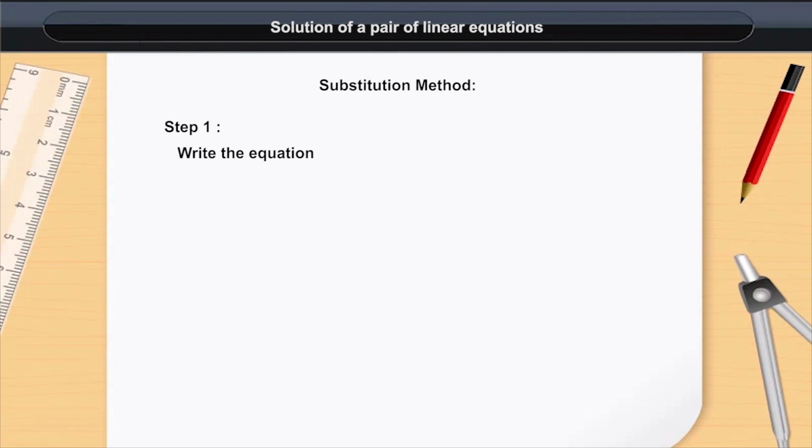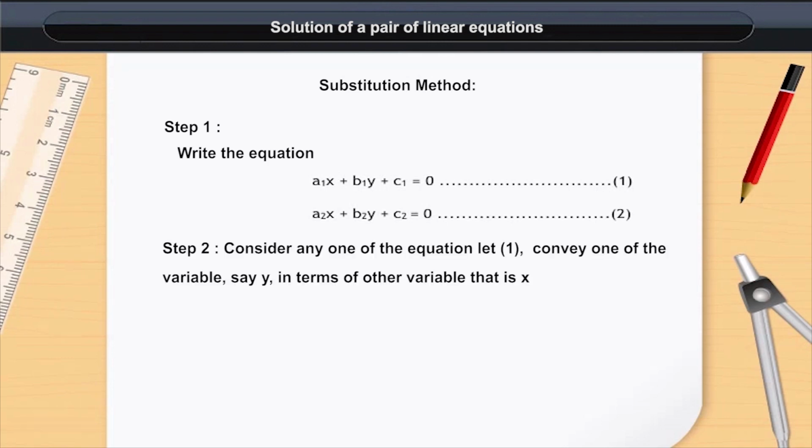Step 1. Let the equations be a1x plus b1y plus c1 is equal to 0, equation 1, and a2x plus b2y plus c2 is equal to 0, equation 2. Step 2. Choose one of the equations, say 1, and express one of the variables, say y, in terms of the other variable, that is x.